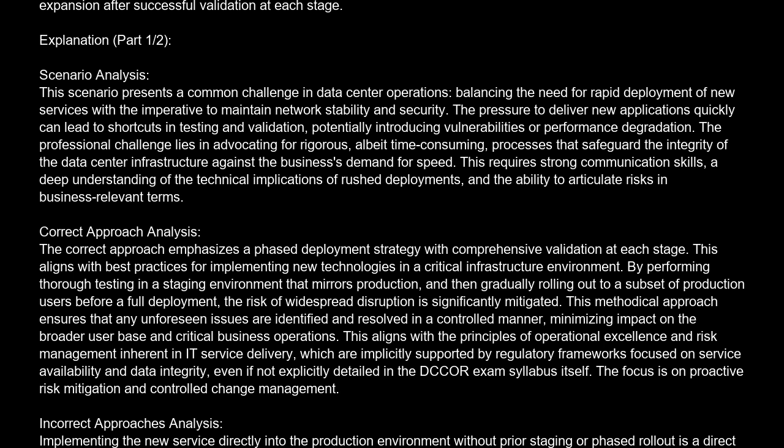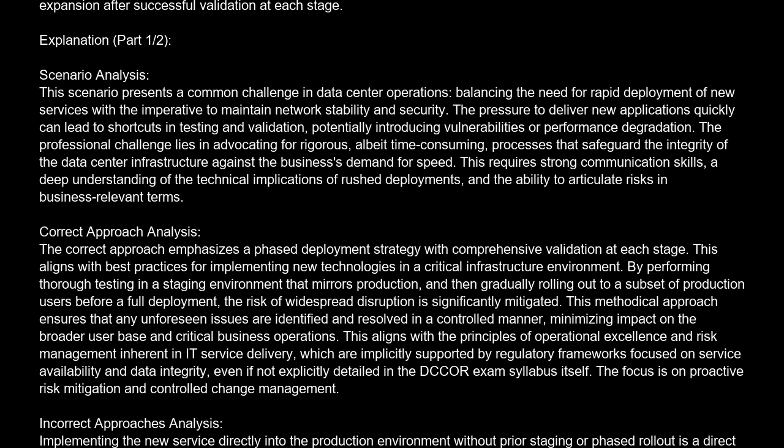The correct approach emphasizes a phased deployment strategy with comprehensive validation at each stage. This aligns with best practices for implementing new technologies in a critical infrastructure environment. By performing thorough testing in a staging environment that mirrors production, and then gradually rolling out to a subset of production users before a full deployment, the risk of widespread disruption is significantly mitigated. This methodical approach ensures that any unforeseen issues are identified and resolved in a controlled manner, minimizing impact on the broader user base and critical business operations.